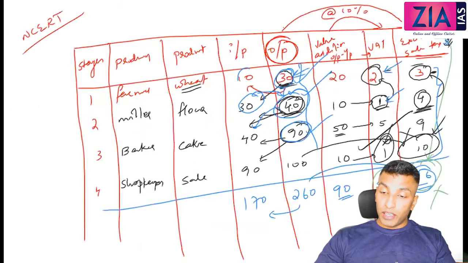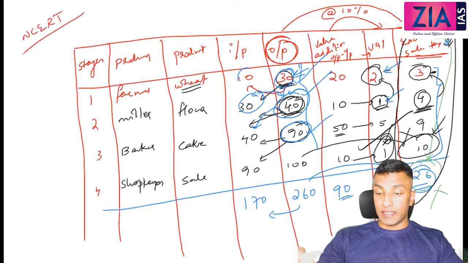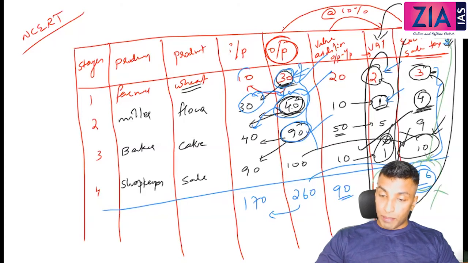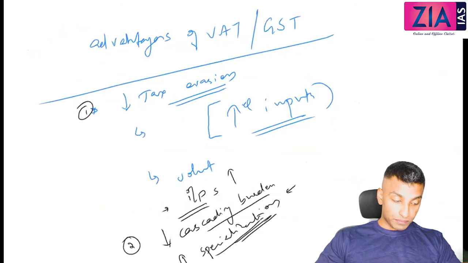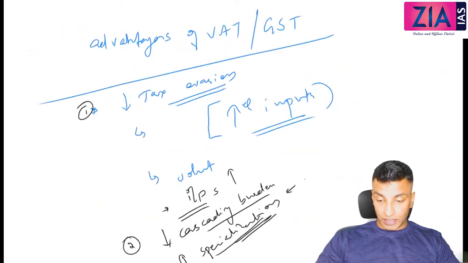If number of stages are increasing in the other system, there will be a problem. Cascading will come in each stage. But here, number of stages increasing is not affecting. Number of stages increasing shows the division of labor or the specialization, and that will increase the productivity and profitability. That improves efficiency.